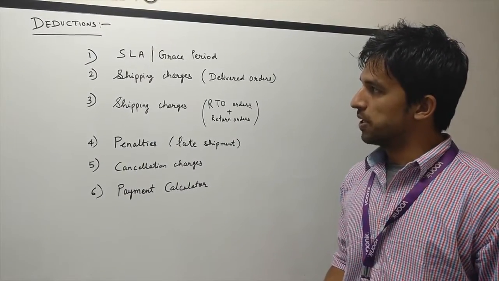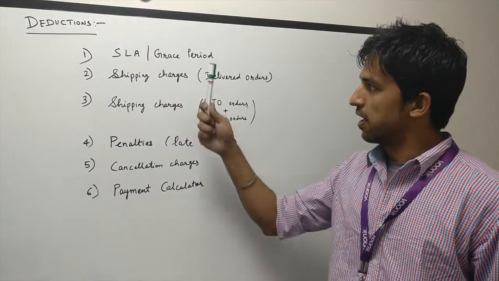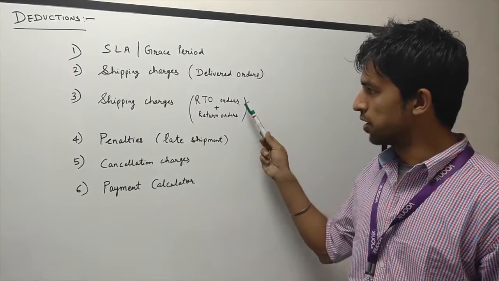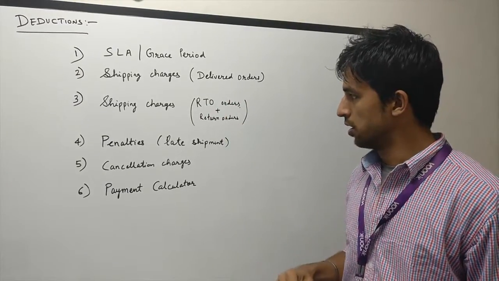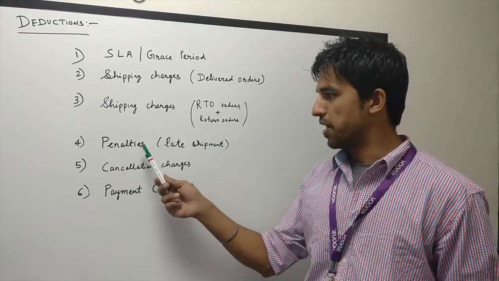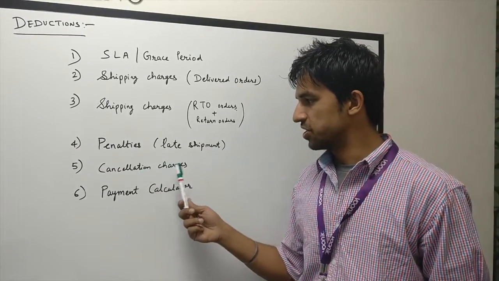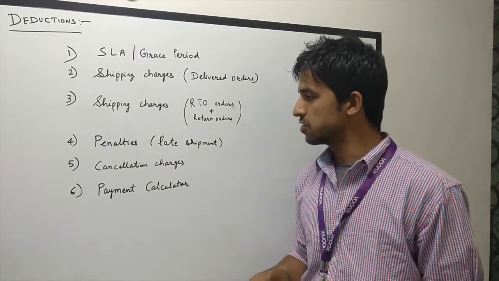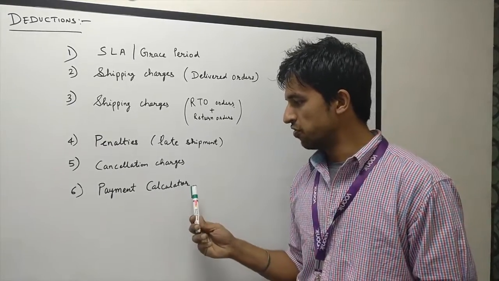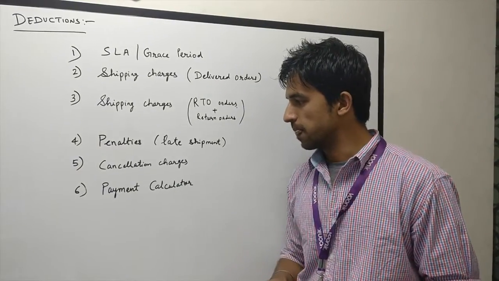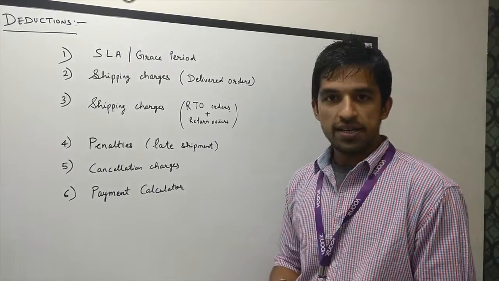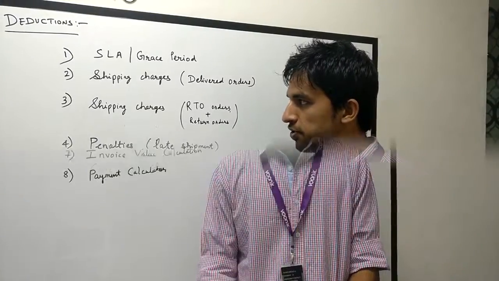The topics covered would be: what is SLA and grace period? What are the shipping charges for delivered orders, for orders that got returned to origin, orders that got customer returned? What about late shipment penalties? The cancellation charges in case seller cancels orders after they've received the order. And finally, on the seller panel, we'll be showing you where is the payment calculator, how to calculate your expected payout values. So I hope it is an enriching learning experience as you watch this video.